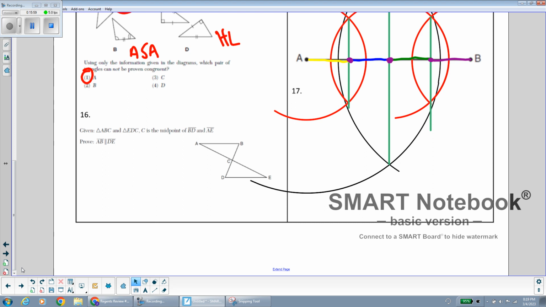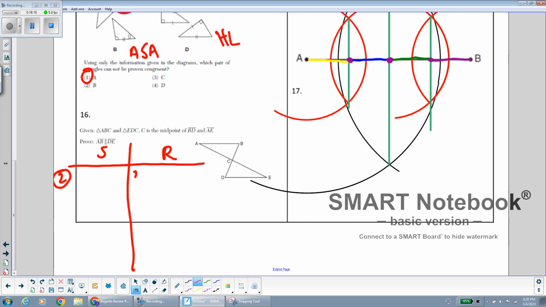Okay, moving down to the proof over here. This proof is not too complicated, so I'm not going to write my givens down, but you need to write your givens down if you're writing a proof. You will lose points on tests and the Regents exam if you do not write your givens down. Just to save time on this video, I'm not going to. You do need to get full credit on proof questions.